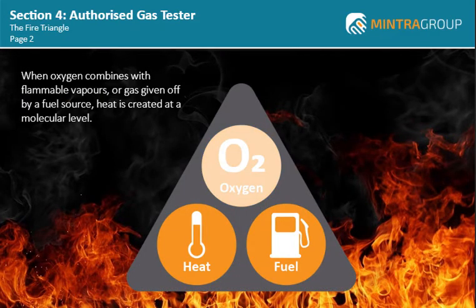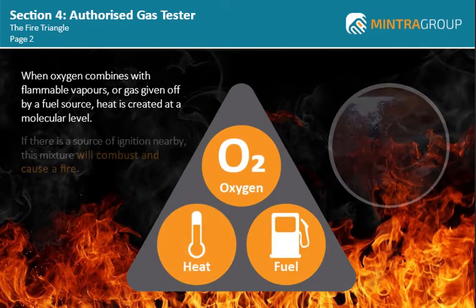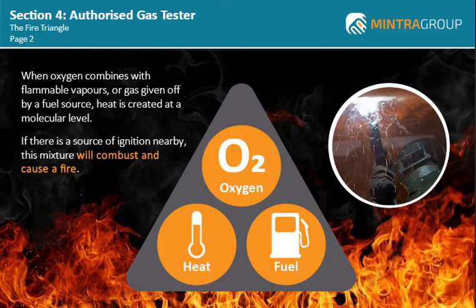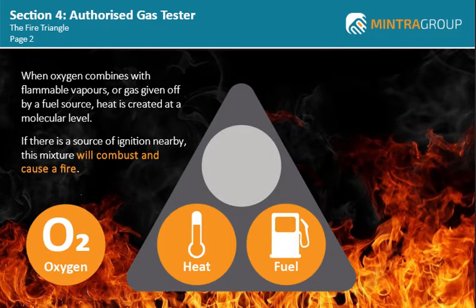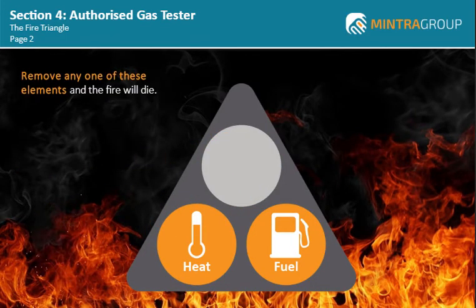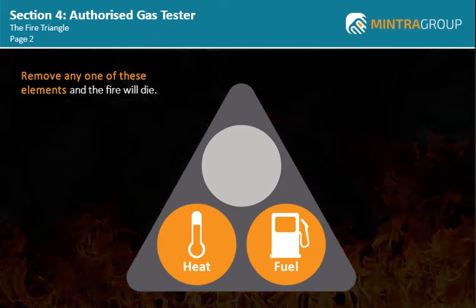When oxygen combines with flammable vapors or gas given off by a fuel source, heat is created at a molecular level. If there is a source of ignition nearby, this mixture will combust and cause a fire. A fire can be prevented by taking away any one of these three elements. Remove any one of these elements and the fire will die.